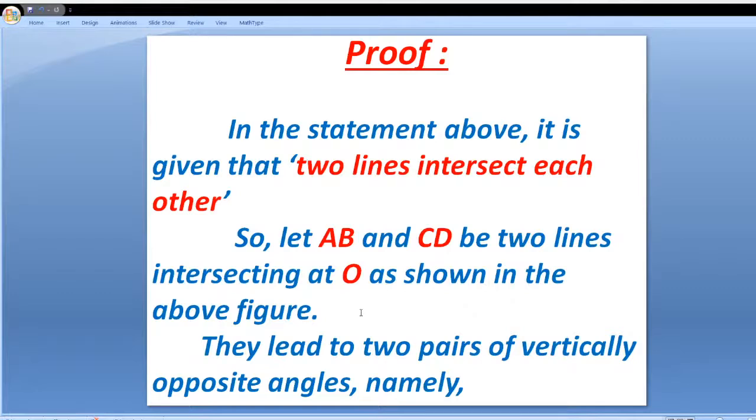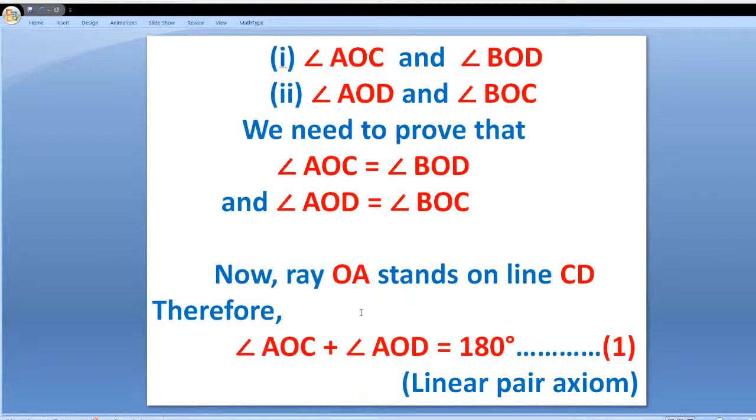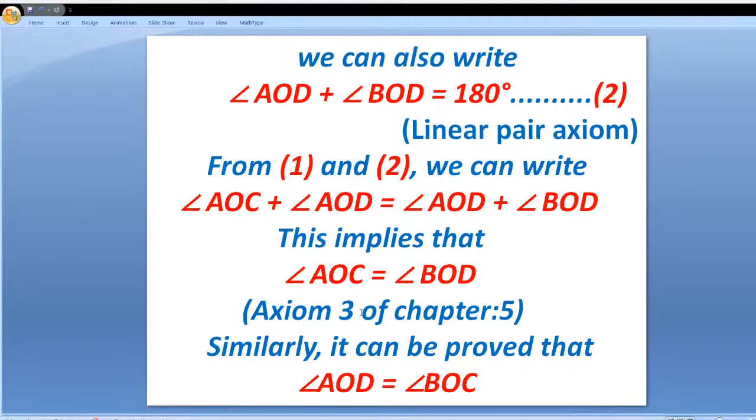This is the proof of the theorem. Two lines AB and CD intersect each other at O. Then AOC and BOD are a pair of angles, and AOD and BOC are another pair. We need to prove that angles AOC and BOD are equal, and AOD and BOC are equal, and then using the linear pair axiom we finally prove the theorem. See here again.